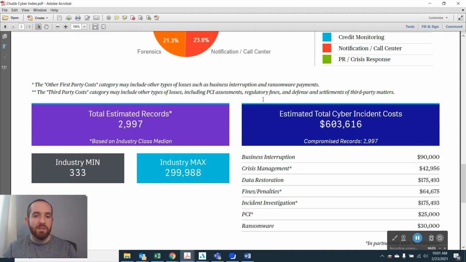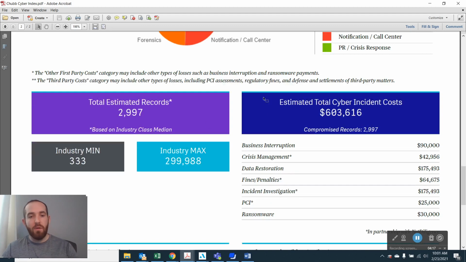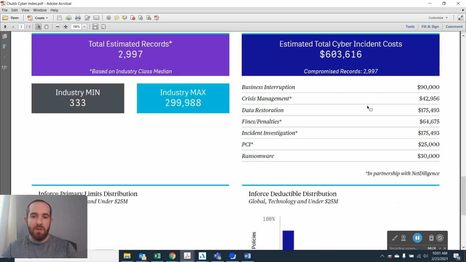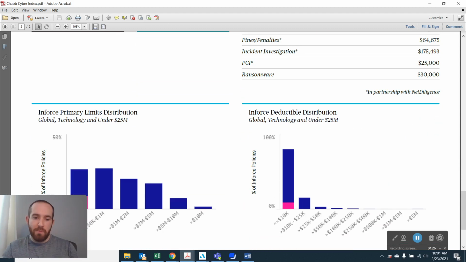Based off of actual claims data, a $3 million IT company probably has around 3,000 records. PFI, personal financial information, personal health information, personally identifiable information, data that needs to be protected. And if all 3,000 of those were breached, it would roughly correlate to $600,000 worth of expenses. And then it breaks down what those would be.